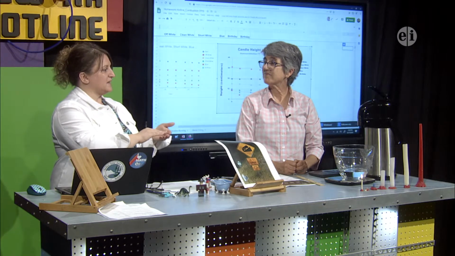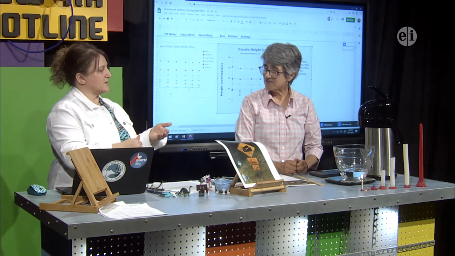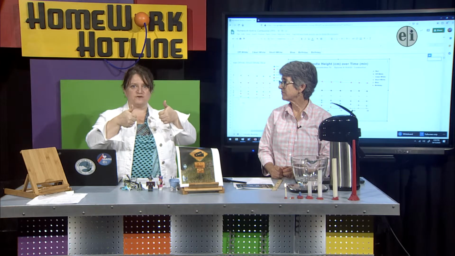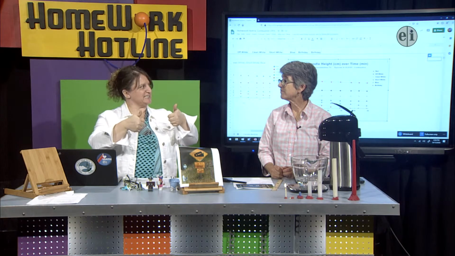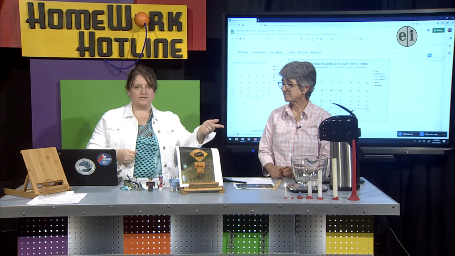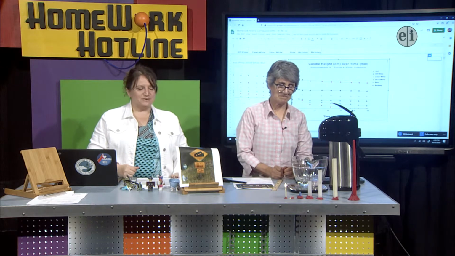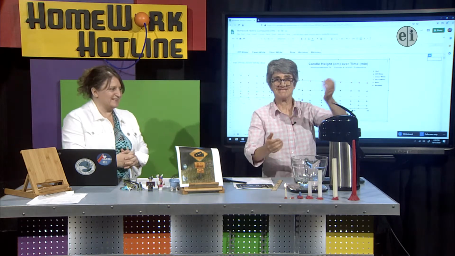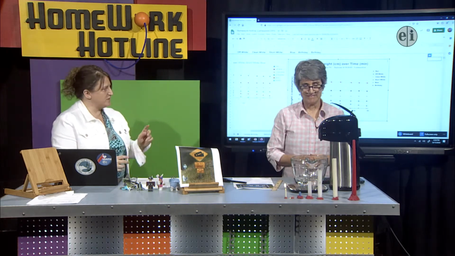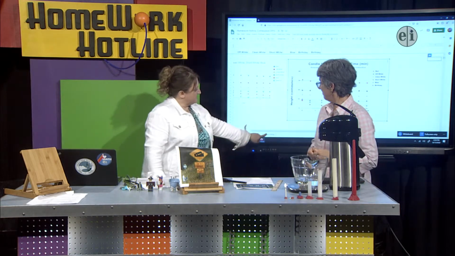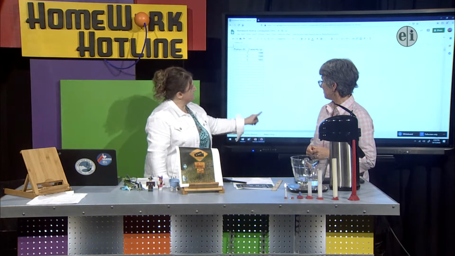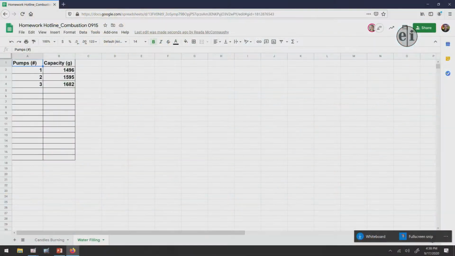Okay, so with our candles, the height went down as time went up. But we're going to do a rate of change where as time goes up, our capacity will also go up. So it'll be an increasing rate of change. And that we're going to do with water. So over here, Pam has been my helper, and we did a few pumps of water already. And we kept track of it.